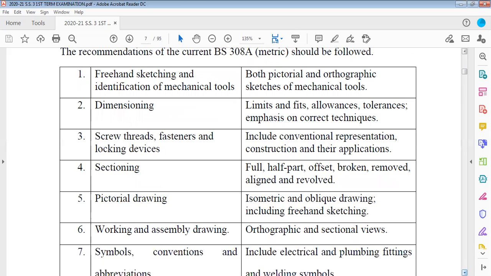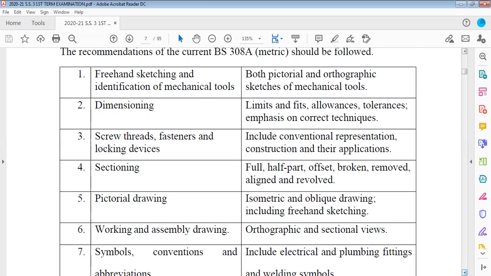Then locking devices. You need to pay attention to the types of locking devices. You have the positive and frictional locking devices. So you need to know the types, or examples, of positive locking devices and frictional locking devices. You must be able to state examples of each of them.